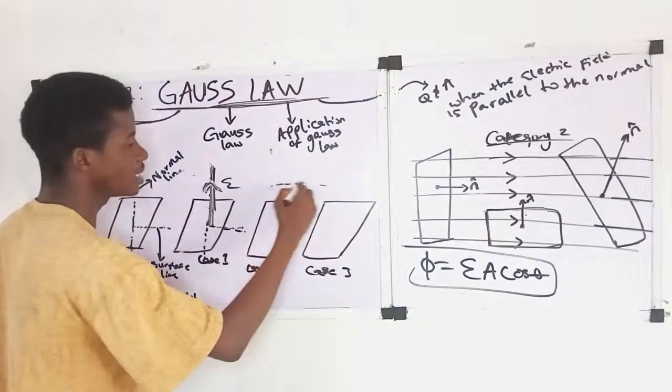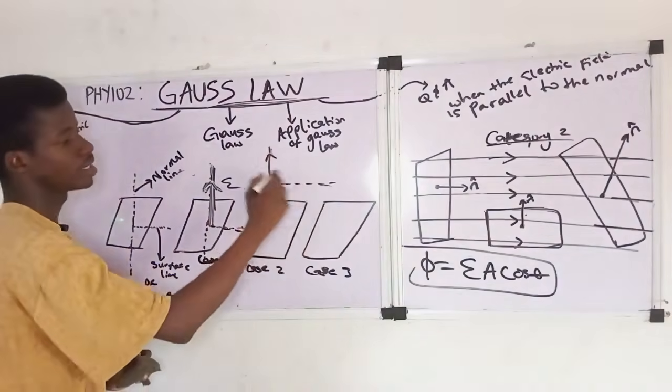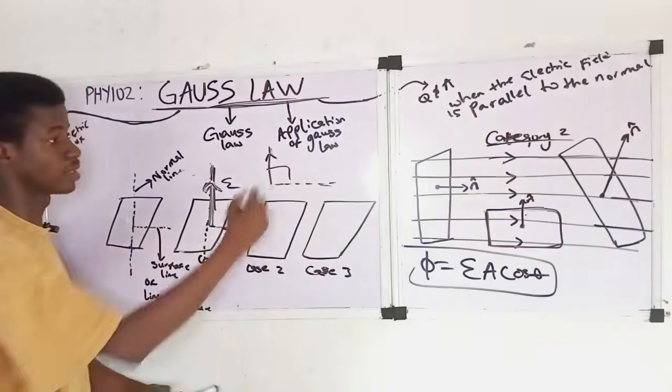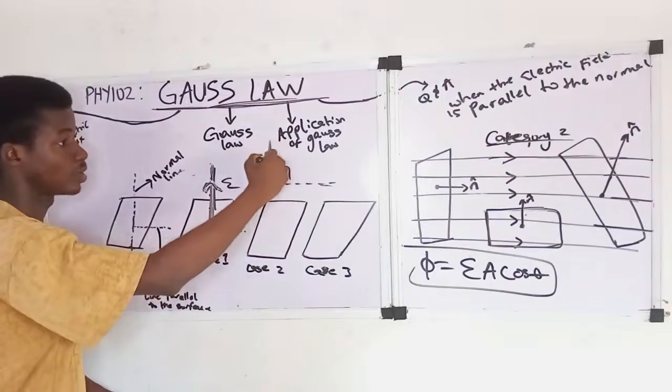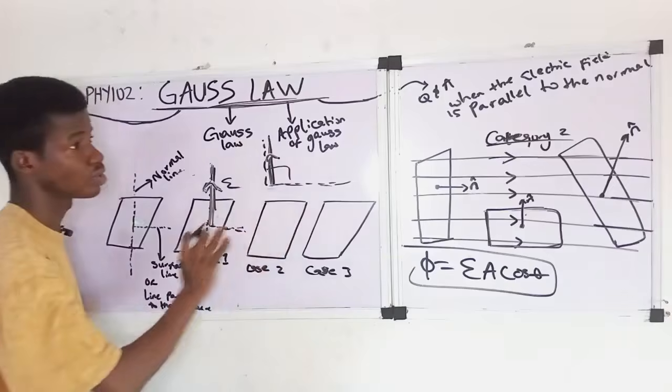So let's say this is the surface line, and this is the electric field. The electric field is perpendicular to the surface, right? Yes. And it is parallel to what? This is the normal, right? It's parallel to the normal, and perpendicular to what? To the surface.